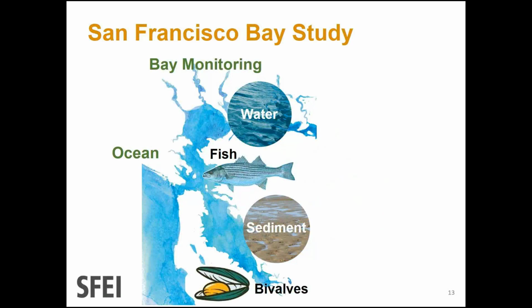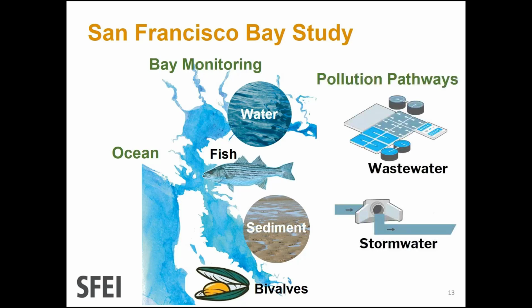So for our San Francisco Bay study, we tried to do a comprehensive view by measuring various matrices. We measured microplastics in the surface water of the bay and the adjacent ocean, the sediment, fish, bivalves, as well as characterizing pollution pathways. And we measured treated wastewater effluent and untreated urban stormwater runoff, because in the Bay Area, most of our urban runoff is untreated.